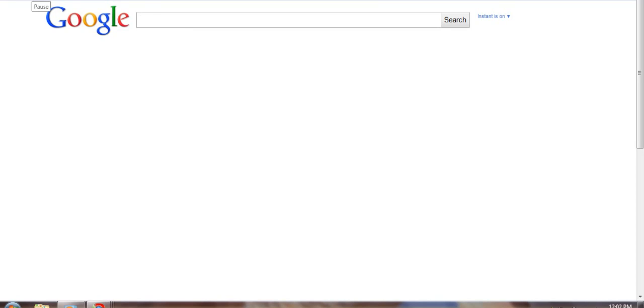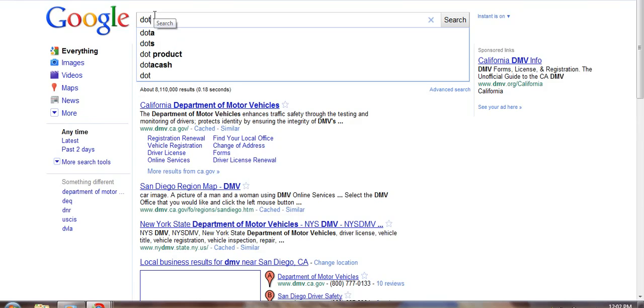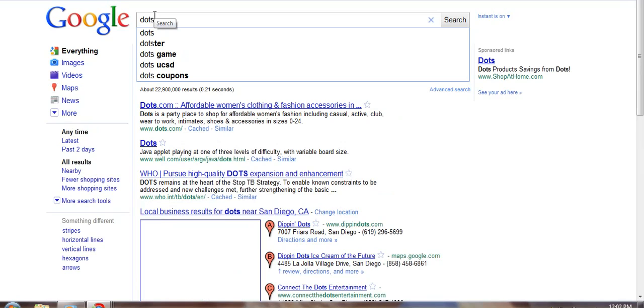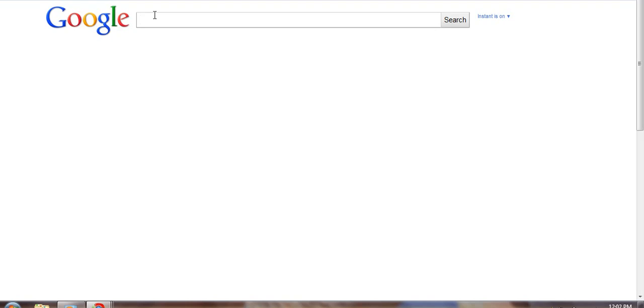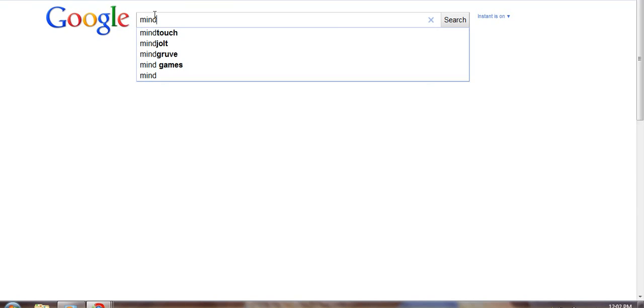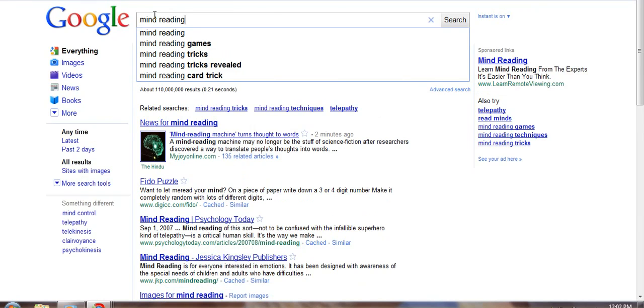How about Dots? Since yesterday they had Google Dots. Okay, well, you get the point. This is an amazing technology. It's like Google mind reading. It's crazy.